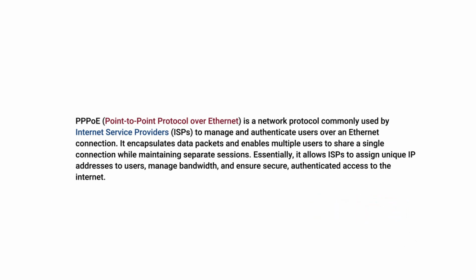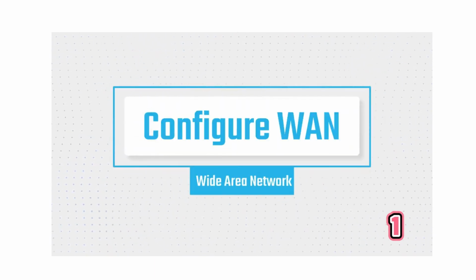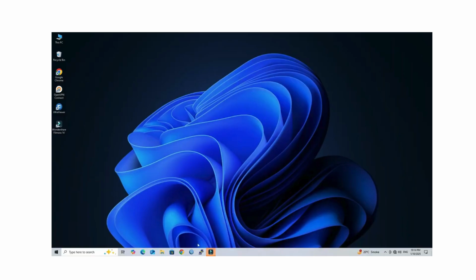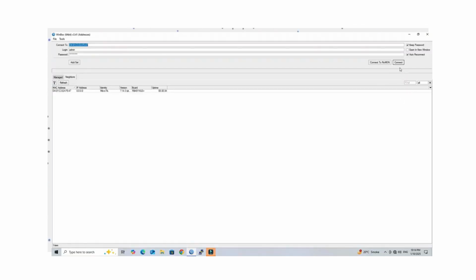Essentially, it allows multiple users to share a single Ethernet connection while maintaining separate, secure, authenticated access to the internet. It allows ISPs to assign unique IP addresses to users, manage bandwidth, and ensure secure, authenticated access to the internet. Step 1.